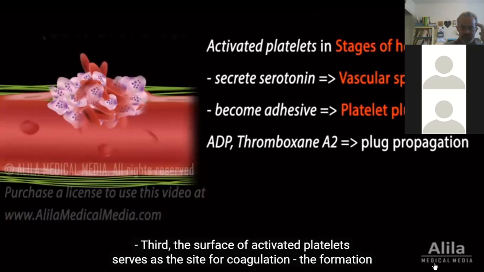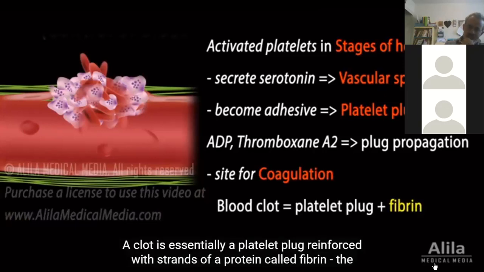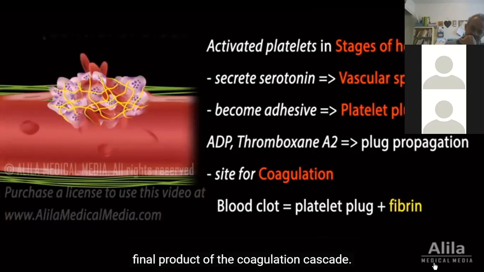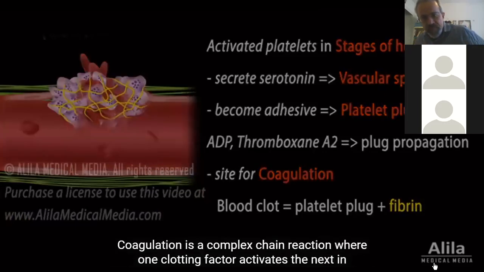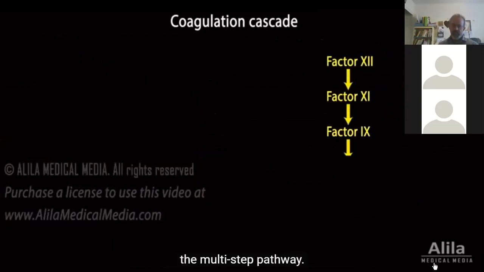Third, the surface of activated platelets serves as the site for coagulation, the formation of blood clots. A clot is essentially a platelet plug reinforced with strands of a protein called fibrin, the final product of the coagulation cascade. Coagulation is a complex chain reaction where one clotting factor activates the next in a multi-step pathway.